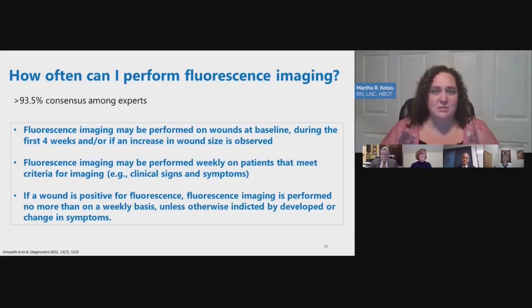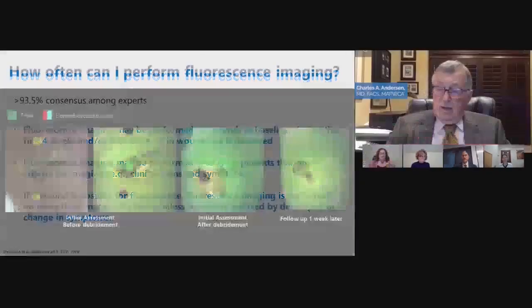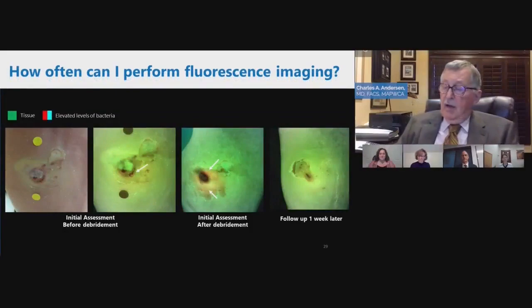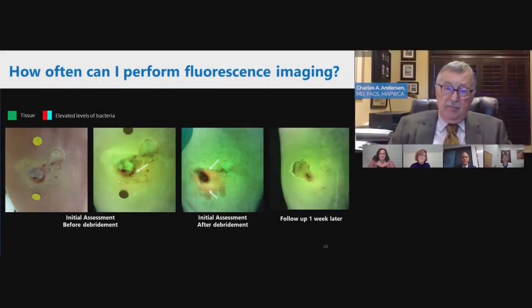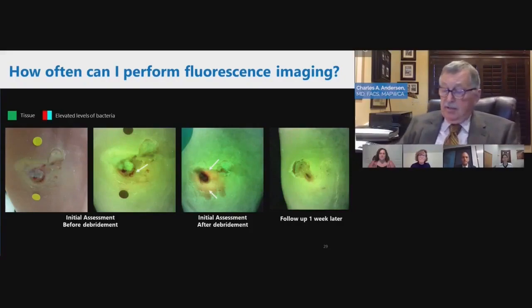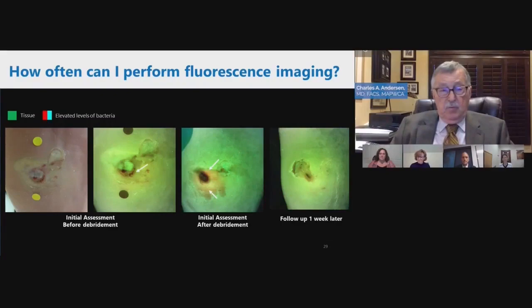It's one of the most common questions that we're asked by users of MolecuLight, and we were able to answer that question through the Delphi Consensus. On this slide, how often can I perform fluorescent imaging? The image on the left, when you look at that wound, there's macerated skin, but not an impressive wound from the standpoint of clinical assessment.